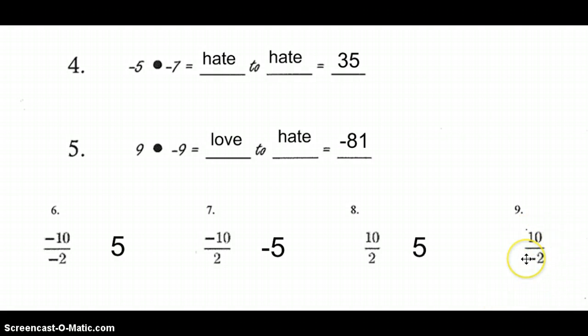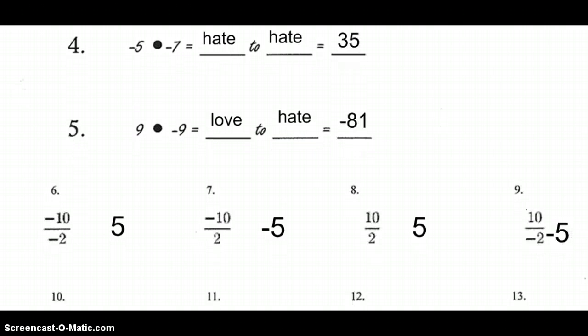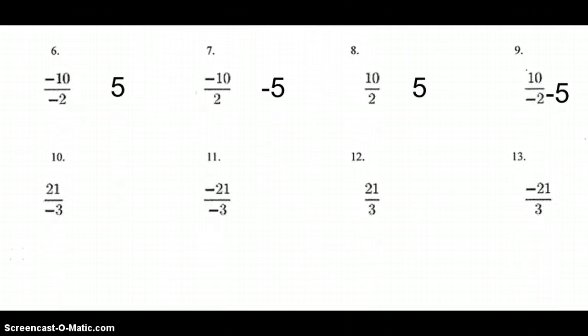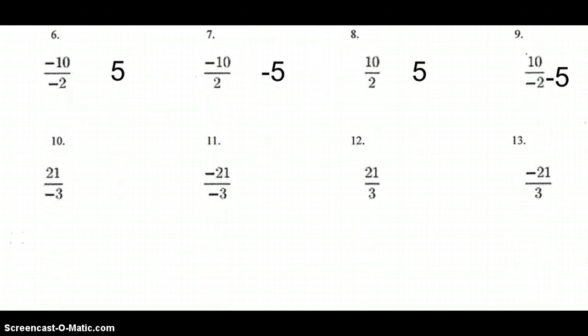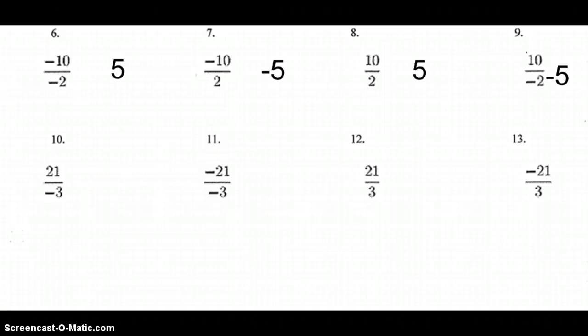A positive divided by a negative, or love to hate, will end up giving us a negative answer. We'll get negative 5 for number 9. Try 10, 11, 12, and 13. Pause the video and press play when you're ready to check your answers.